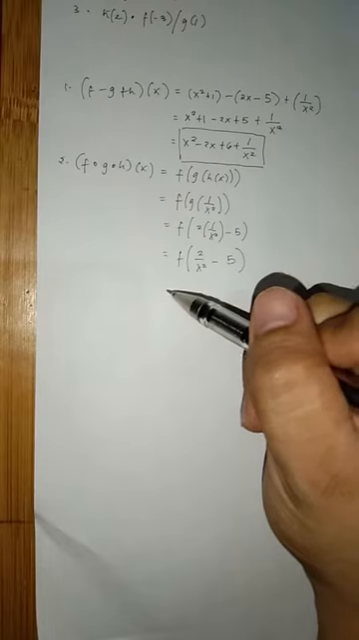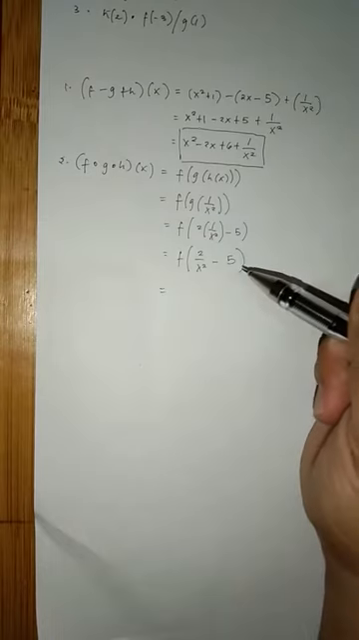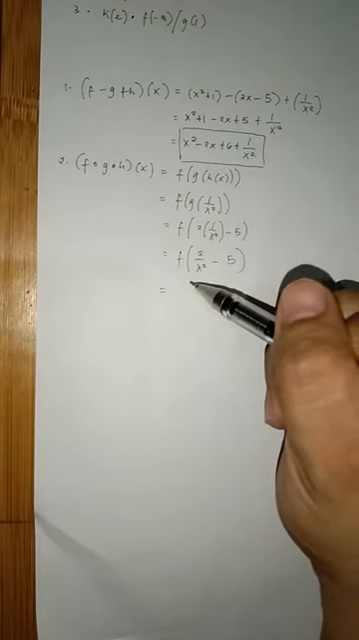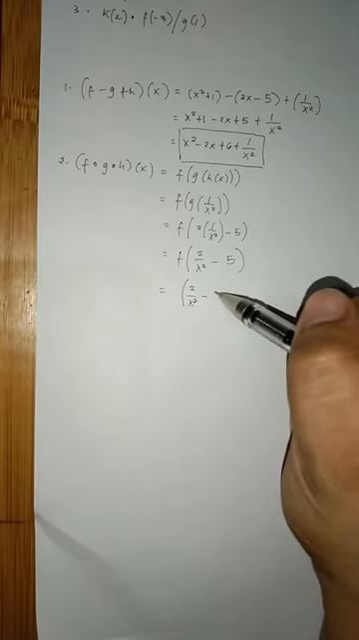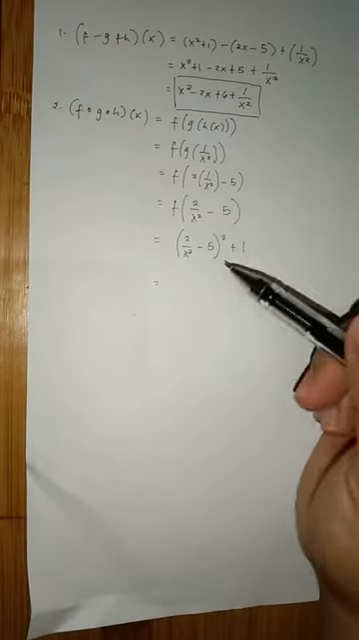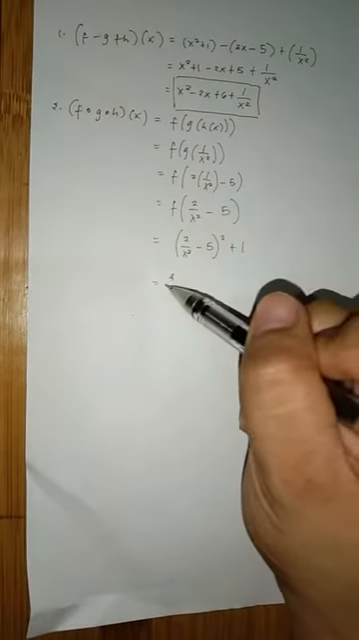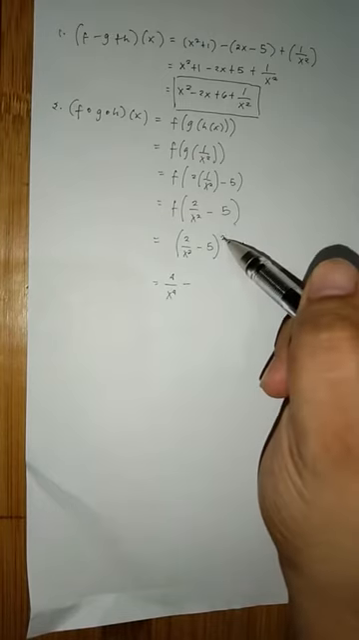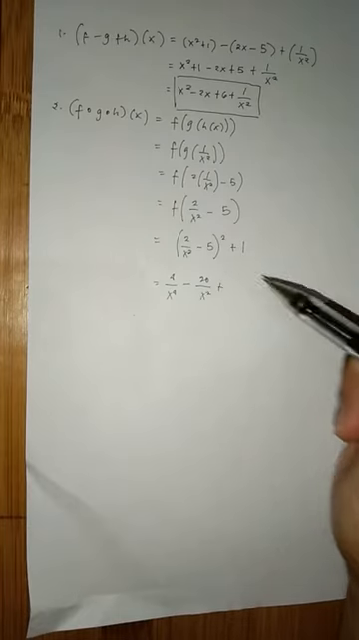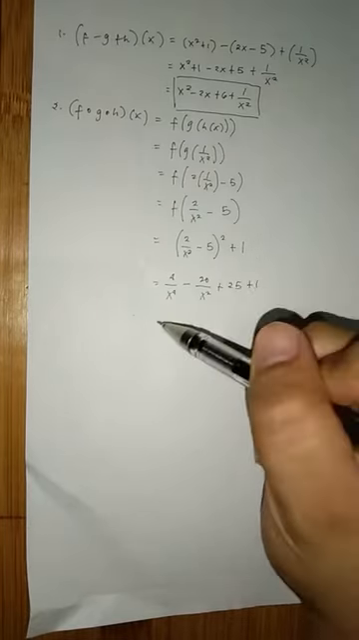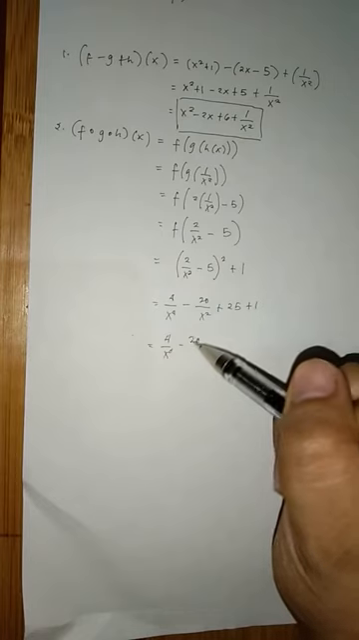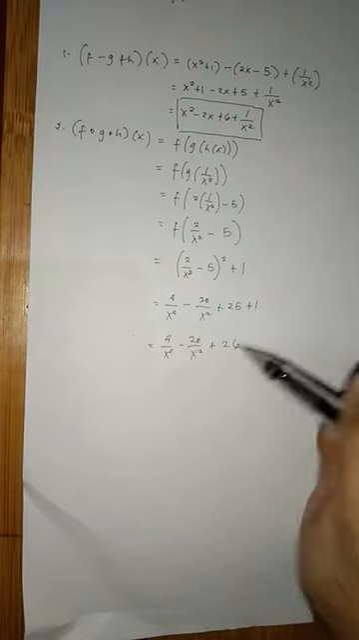Okay. So next is we will evaluate f of 2 over x squared minus 5. So you have here 2 over x squared minus 5 quantity squared plus 1. So, this is a binomial expansion, so we will expand. So, you have 4 over x to the 4th minus 2 times 5 times 2, that is 20 over x squared, plus 5 squared is 25 plus 1. Then, simplifying, you have 4 over x to the 4th minus 20 over x squared plus 26.